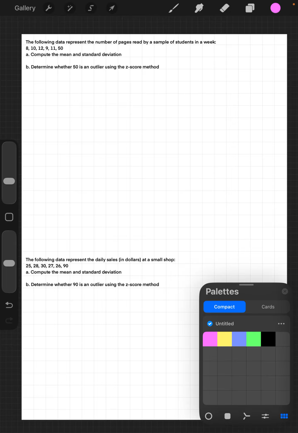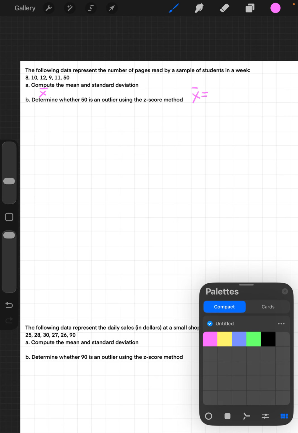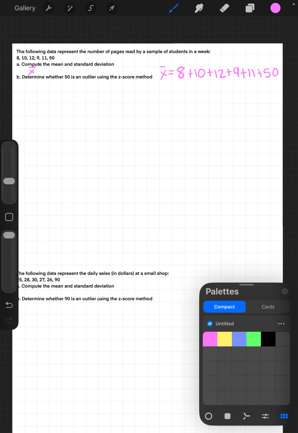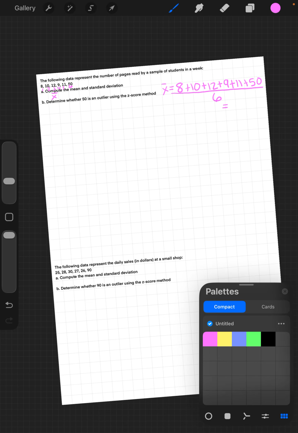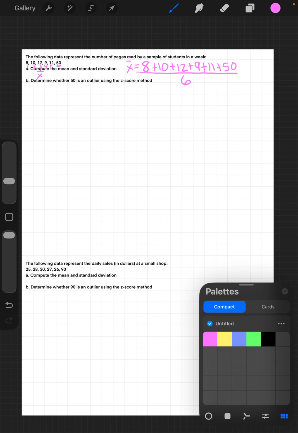And again, we're just gonna find the mean first. Okay, so our mean is gonna be 8 plus 10 plus 12 plus 9 plus 11 and plus 50, divided by our n, and our n is 2, 3, 4, 5, 6, and this is gonna be equal, well, it should equal 100, which is 16.67. Oh my goodness. Okay, so this is our mean.